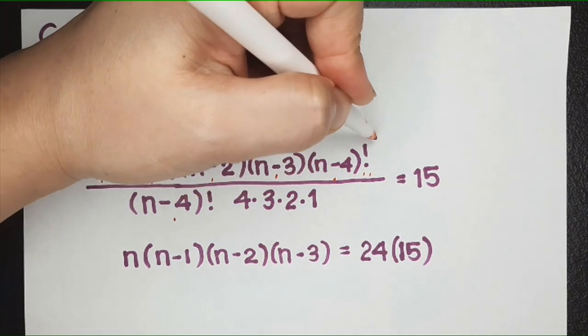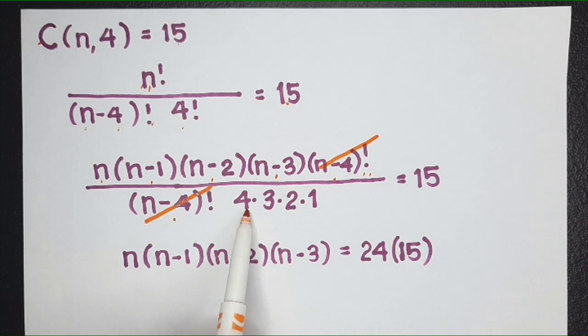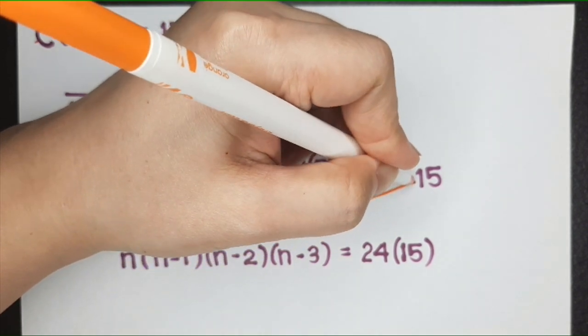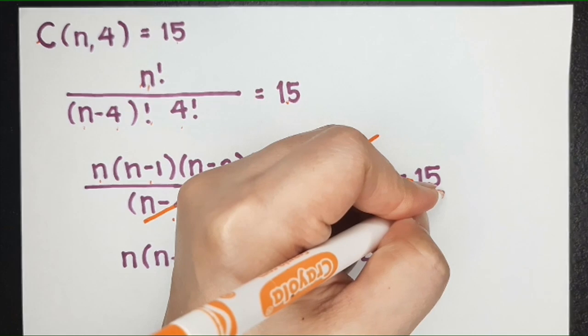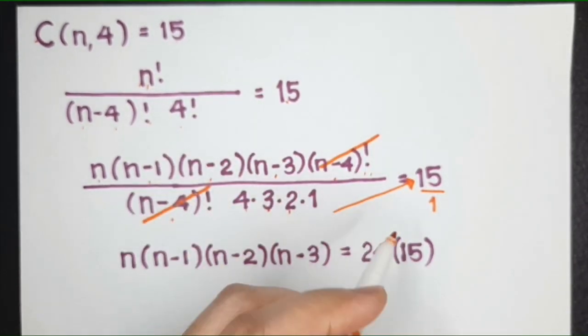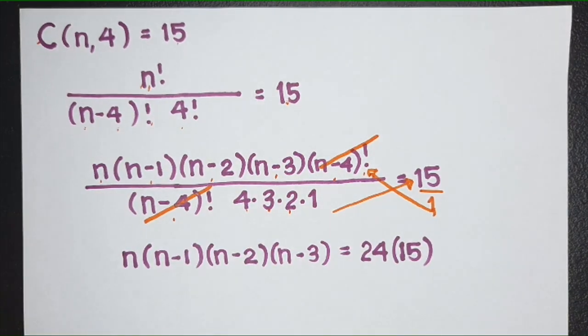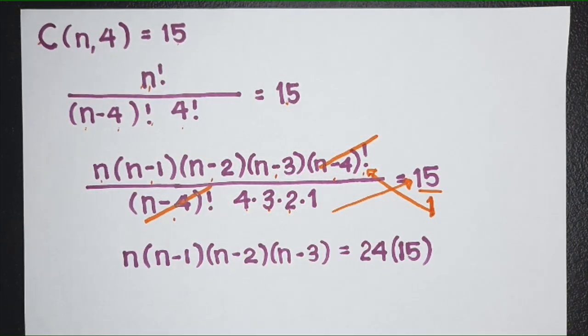So, let's do it. And then, what is 4 times 3? 12. 12 times 2? 24. Tapos, ilalagay lang natin siya doon. Cross multiplication, because para siyang merong 1 dito. Tapos yung 1, yung minultiply ko naman dito. So, wala namang epekto yun kung 1 to. So, kaya cross multiplication. That's why we have 24 times 15 here.